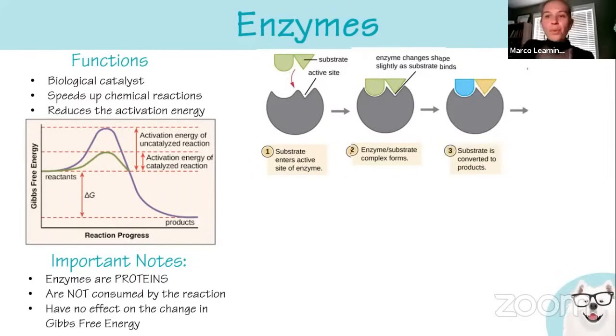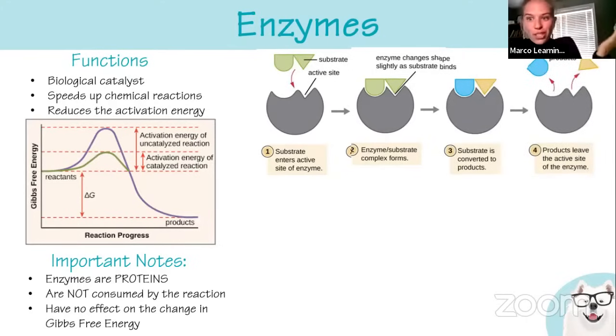So after it does that, we convert it into our products, and then those products are released. And now that enzyme is available to take a new substrate. Okay, so that's pretty cool. But what happens if something else binds? So we have these things called inhibitors. Now there's two types of inhibitors.